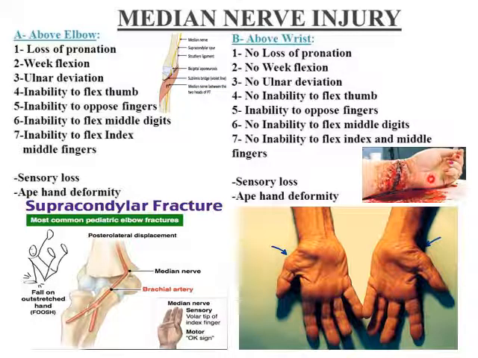Because of the injury to the thenar muscles, whether it is above the elbow or above the wrist, there is wastage of the thenar muscles causing flattening of the thenar eminence, which gives an ape-like deformity, ape-hand deformity.